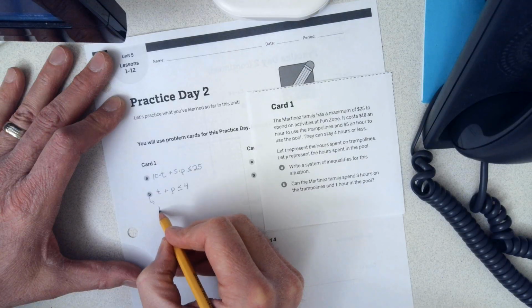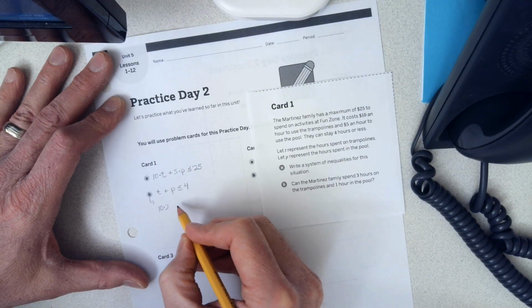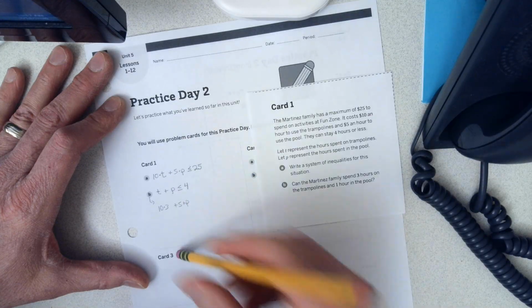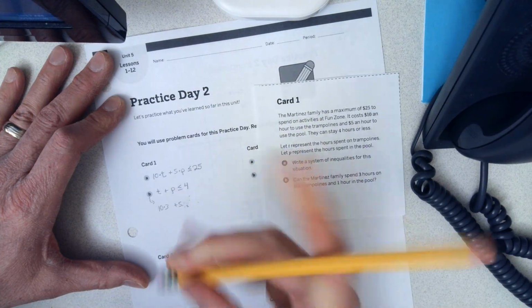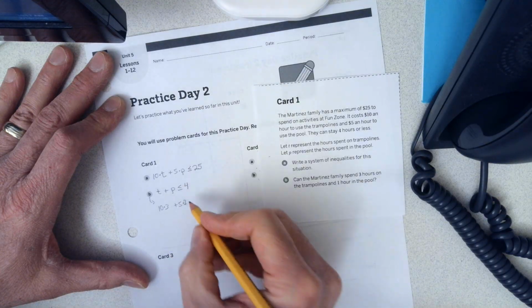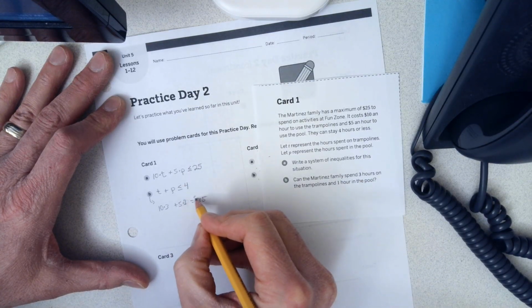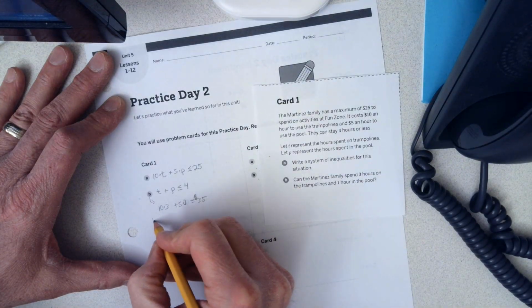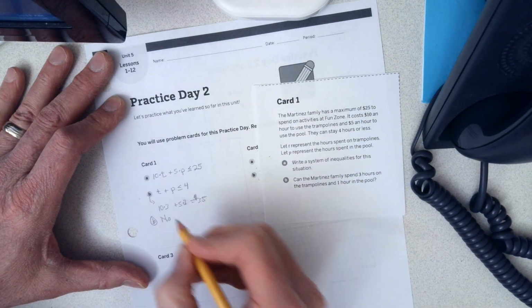Well, 3 hours on the trampoline would be $30 plus 1 in the pool. 5 times 1 is what I meant to write there. That's going to be $35, and they only have $25 to spend, so the answer to B is no, they cannot.